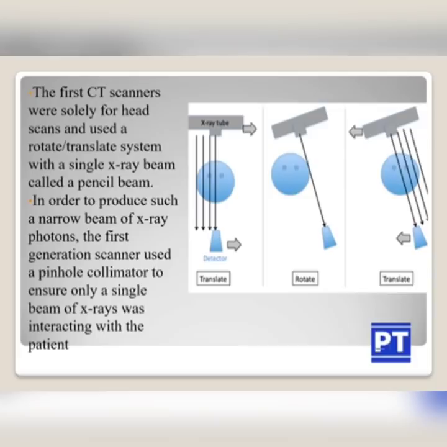The first CT scanner was only for head scans and used a translate rotate system with a single X-ray beam called a pencil beam. In order to produce such a narrow beam of X-ray photons, the first generation scanner used a pinhole collimator. The collimator was a pinhole to ensure only a single beam of X-ray was interacting with the patient.